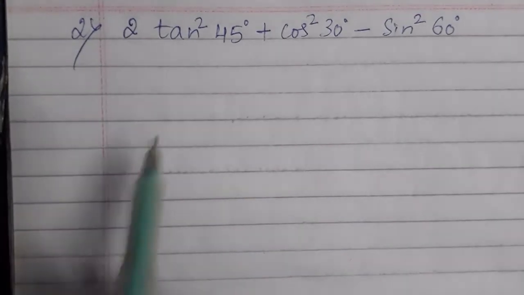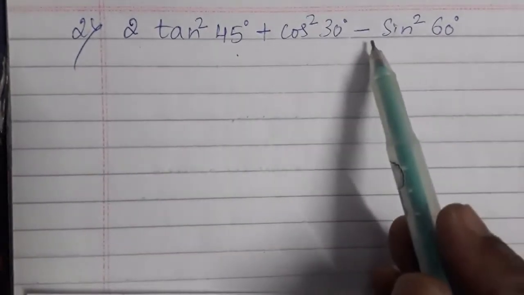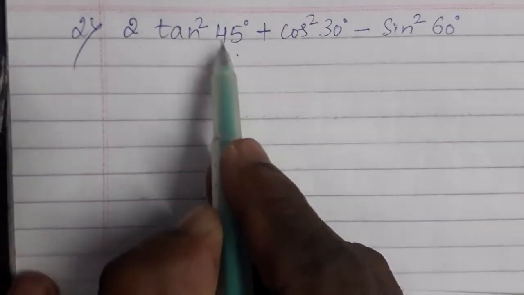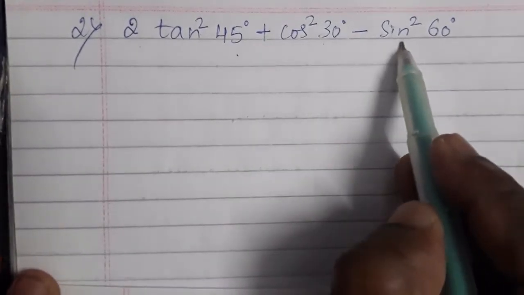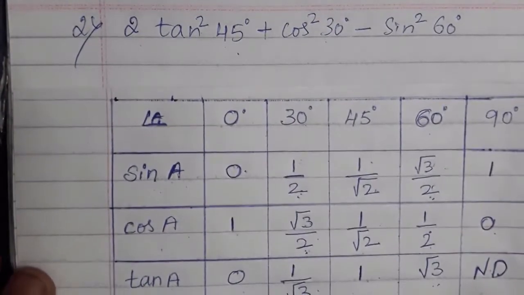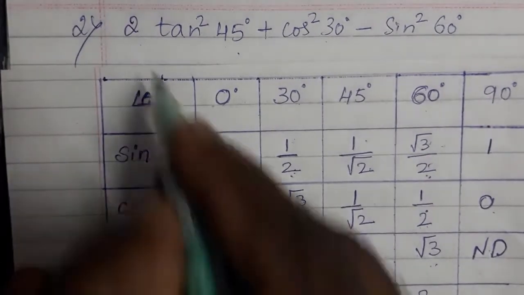One more important question: 2 tan square 45 degree plus cos square 30 degree minus sin square 60 degree. Now the value of tan 45 you have to square, here the value of cos 30 you have to square, and here the value of sin 60 we have to square. What is the value of tan 45? You have to remember this table. You can notice tan 45 is 1.